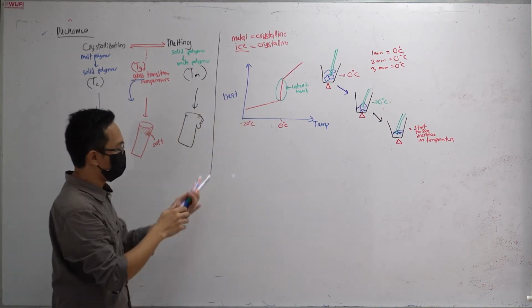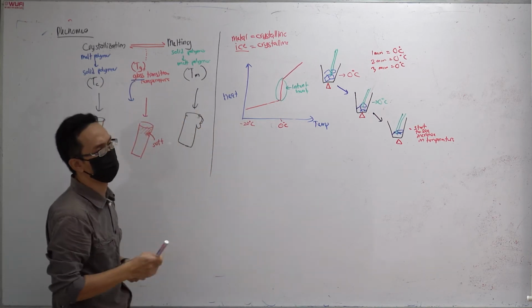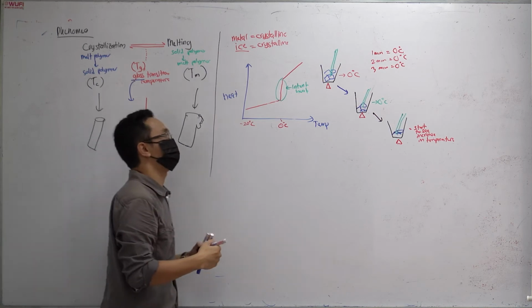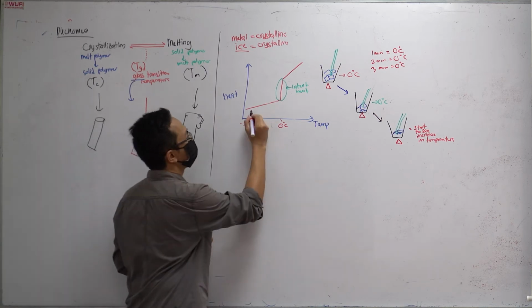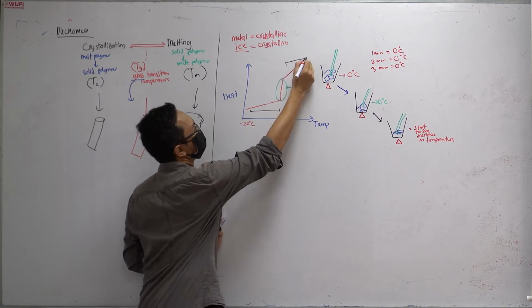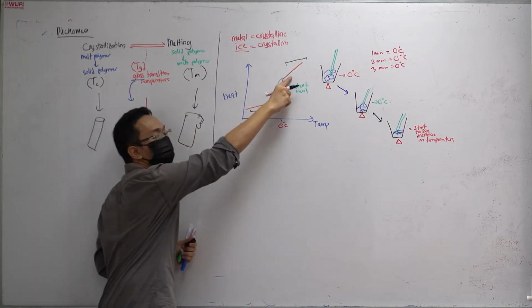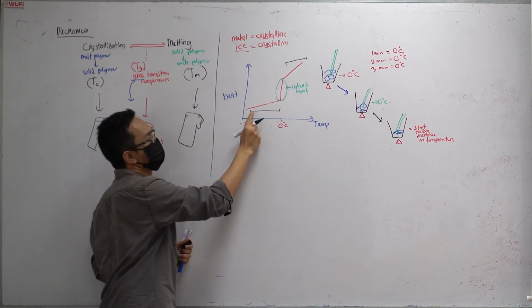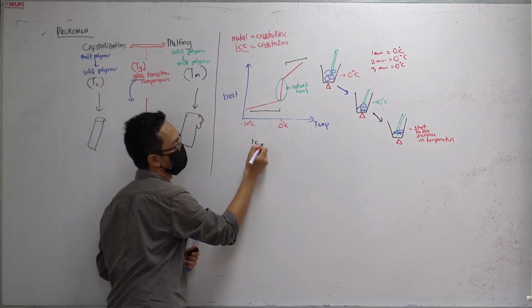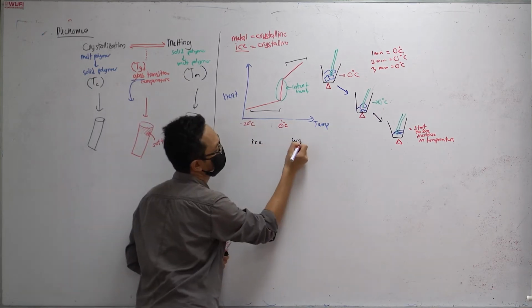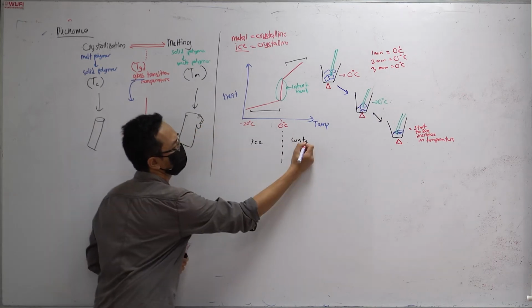If you look here, there's something that is normal. You can see the slope here and the slope here are different. The slope here is much steeper, because remember, this is the ice part and this is the water part. Let's say I put the division here: the ice and the water part.